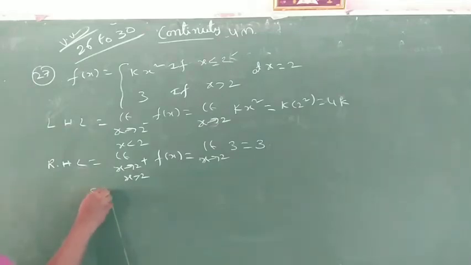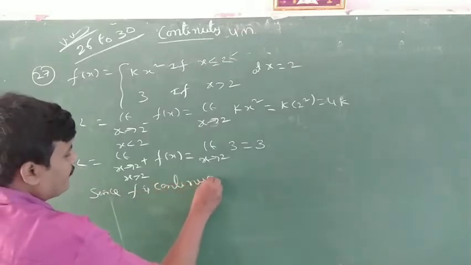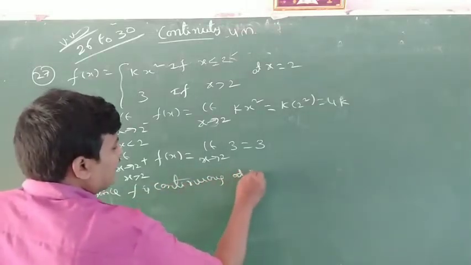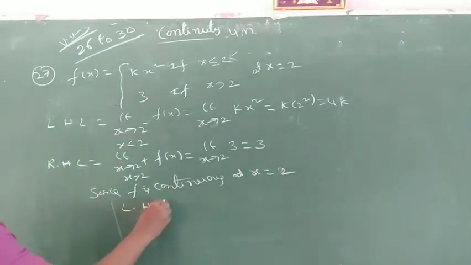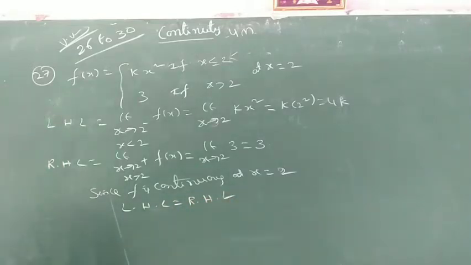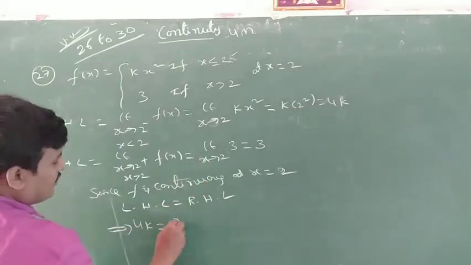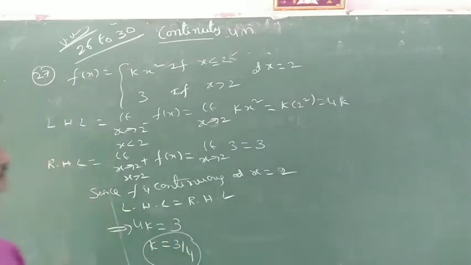What is given in the problem? Since f is continuous at x is equal to 2. Continuous means what? LHL is equal to RHL. LHL value is 4k, so 4k is equal to 3. K is equal to 3 by 4. K is equal to 3 by 4.